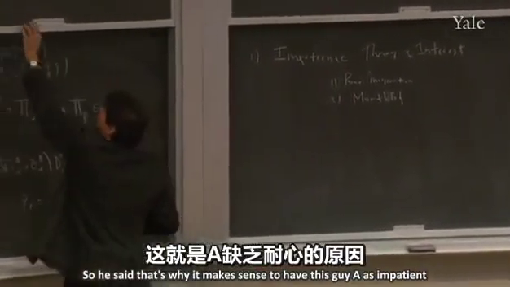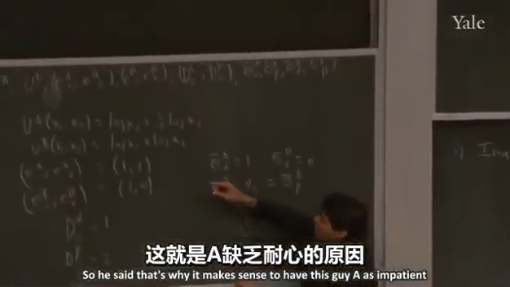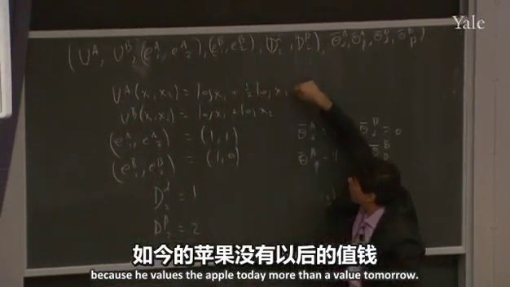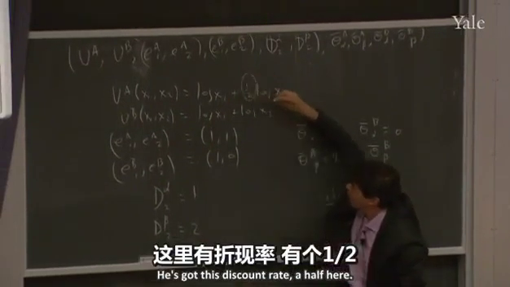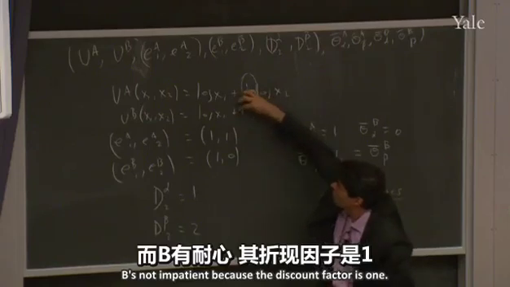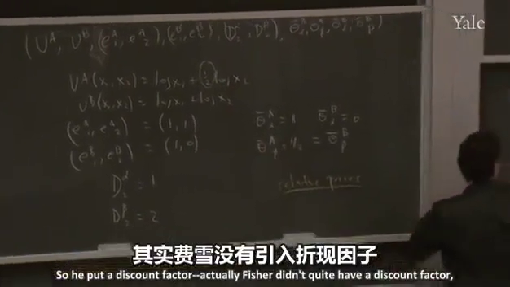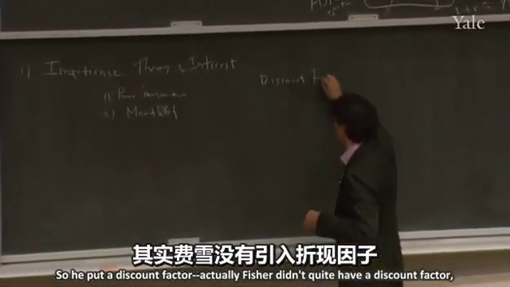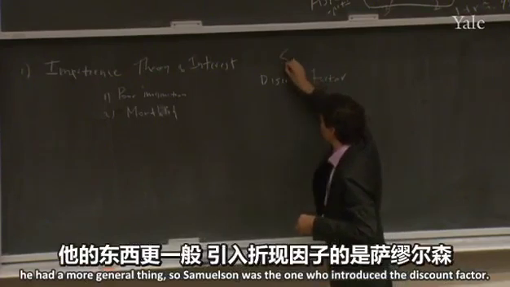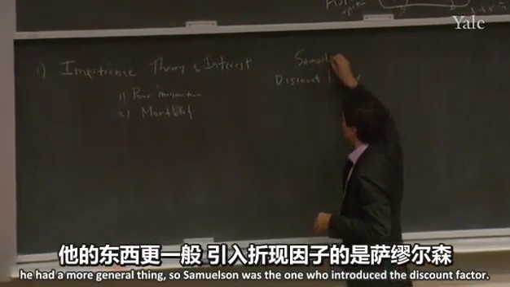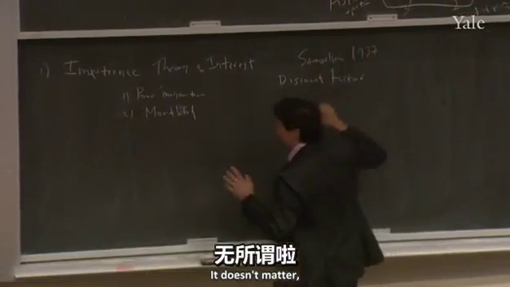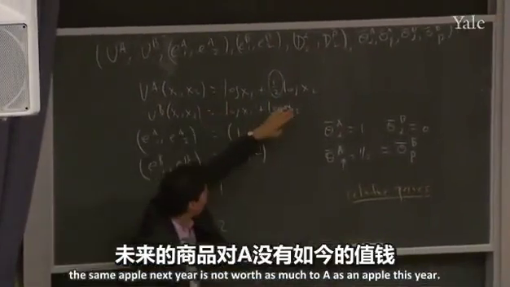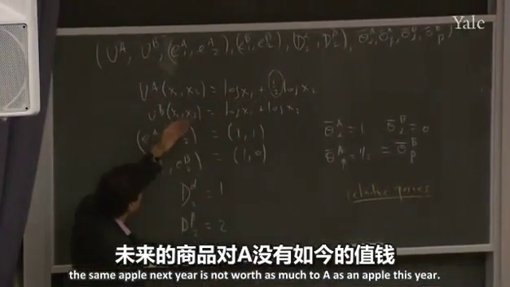So he said that's why it makes sense to have this guy A impatient because he values the apple today more than tomorrow. He's got this discount rate, a half here. B is not impatient because the discount factor is 1. So he put in a discount factor. Actually, Fisher didn't quite have a discount factor. He had a more general thing. Samuelson was the one who introduced the discount factor. Doesn't matter. But anyway, a discount factor captures Fisher's idea that the same apple next year is not worth as much to A as an apple this year.